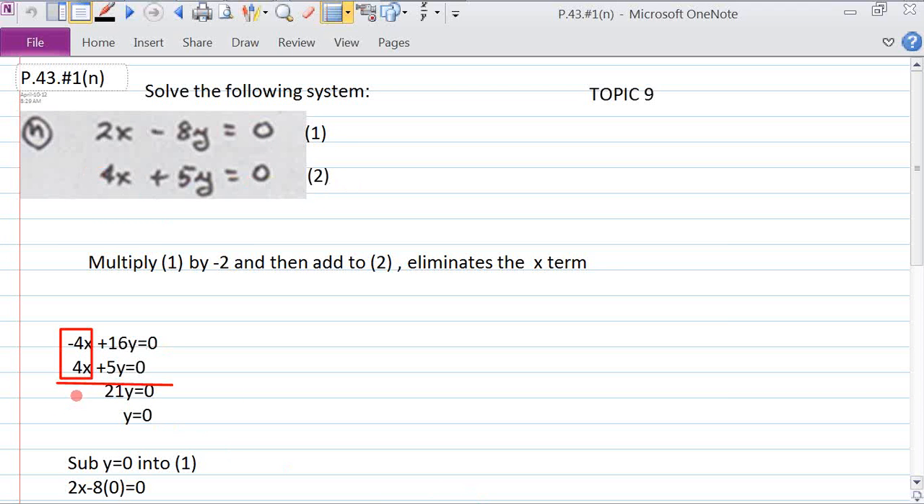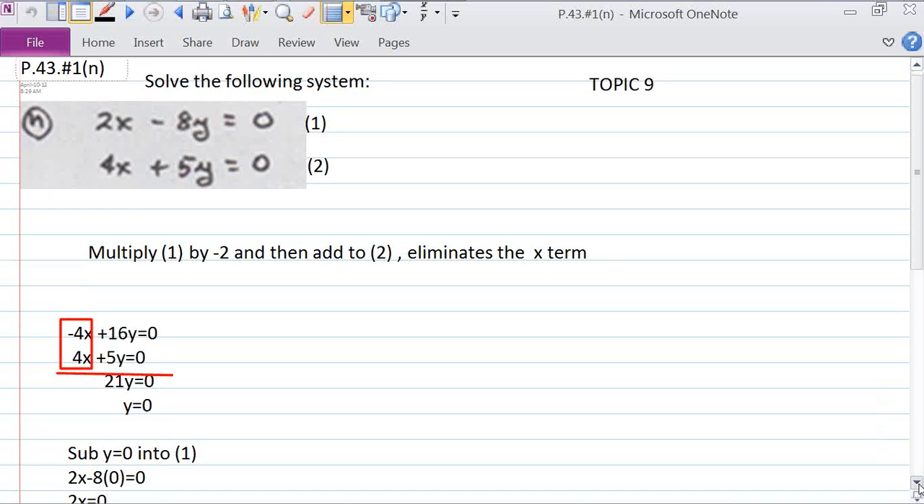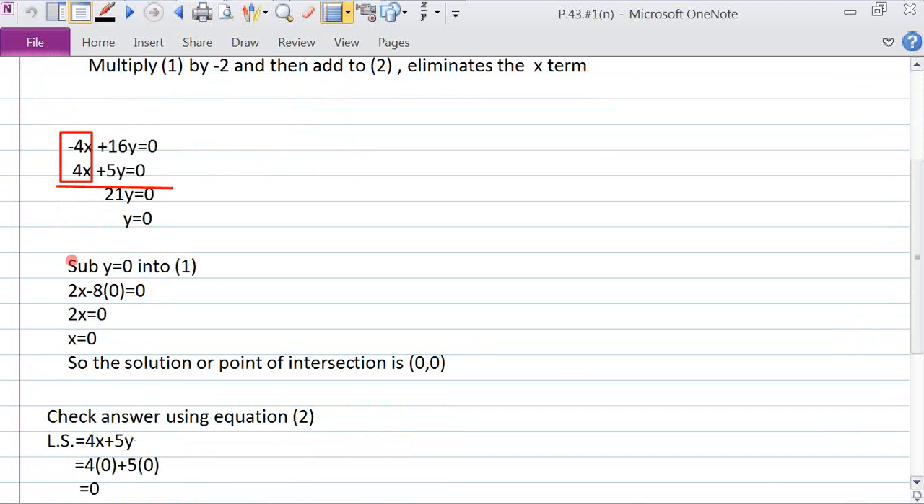Equation 2 I'm going to leave as it is, and here the object is always to get these to be the same magnitude but opposite signs, so that when I add them, they add to 0. So minus 4 and plus 4 becomes 0. I add the 16y to the 5y, and I get 21y equals 0. So if 21y equals 0, I divide this by 21, I get y. I divide 0 by 21, I still get 0. So the y value of the point of intersection is equal to 0.